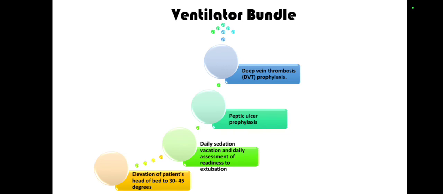Ventilator bundle. We have peptic ulcer prophylaxis with proton pump inhibitors or H2 receptor antagonists, deep vein thrombosis prophylaxis with enoxaparin or heparin, daily sedation vacation and daily assessment for readiness for extubation, elevation of the patient's head of bed to 30 to 45 degrees, and oral care with chlorhexidine 0.12%.